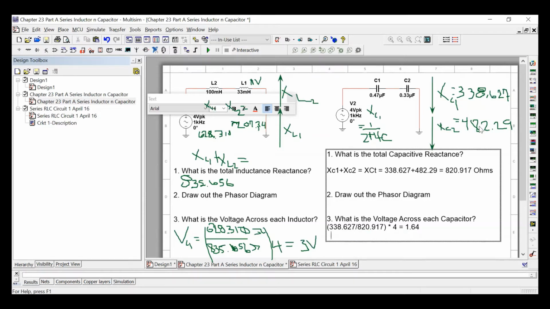X of C1 is smaller than that, so we know X of C2 will be larger. 1.64 sounds like it's reasonable. That means we would have approximately 4 minus 1.64, so approximately 2.36. And if I remember right from this morning, 2.36 is equal to the voltage across X of C2. Remember, we don't have to do the trigonometry in here because we don't have a tacit component in here. We don't have to worry about that. Does that make sense?